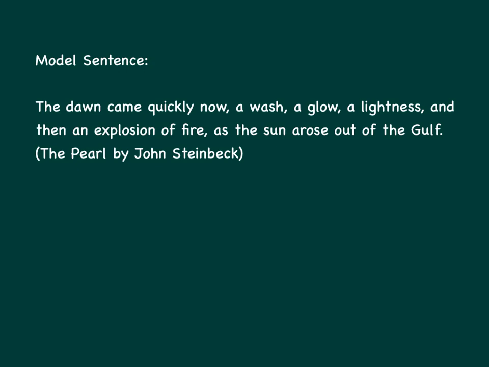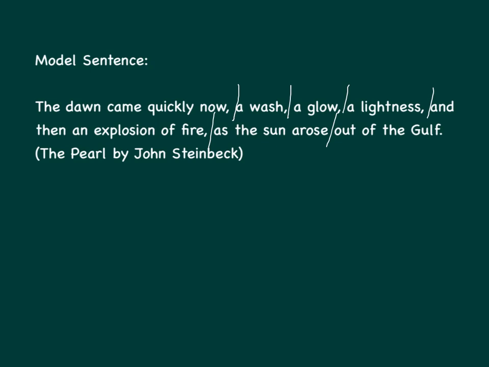Can you remember the first thing we need to do before we can imitate this model sentence? Did you remember that the first step is to break up the sentence into smaller parts? The dawn came quickly now. That is an independent clause. That clause contains the subject and the verb. That could stand alone as a sentence. And then our commas help us to break up the rest of the sentence.